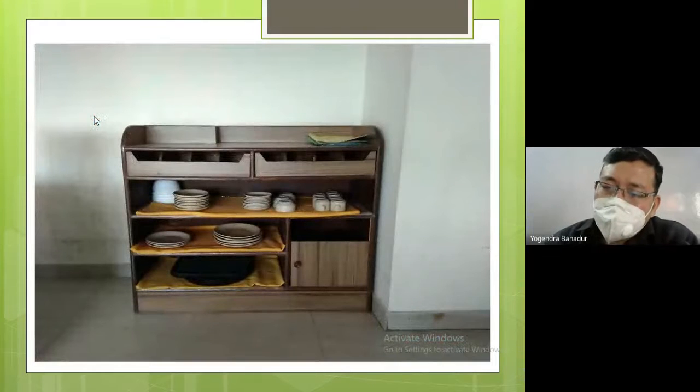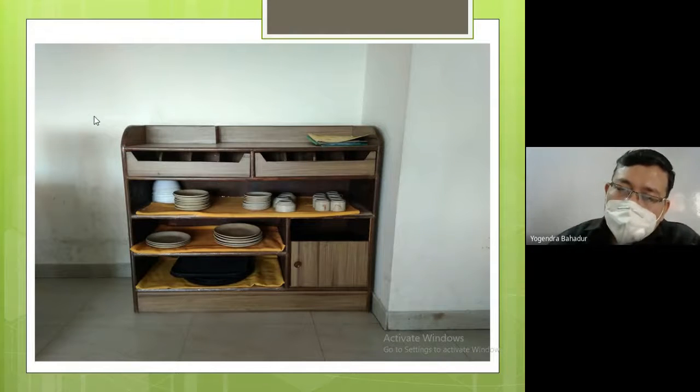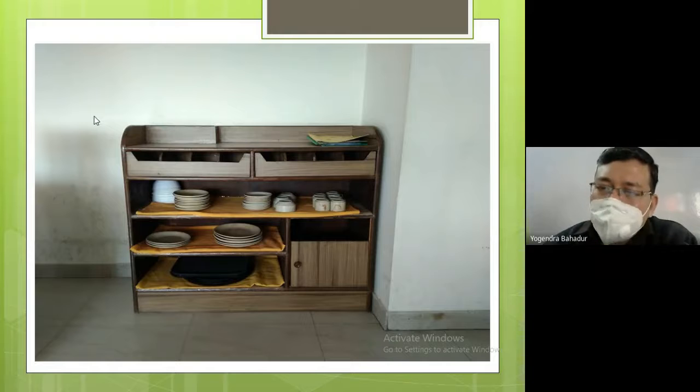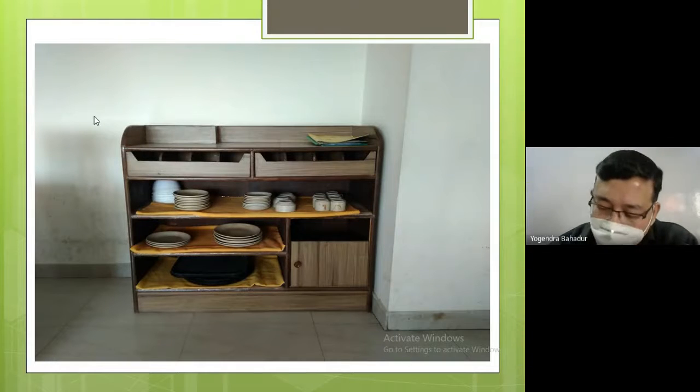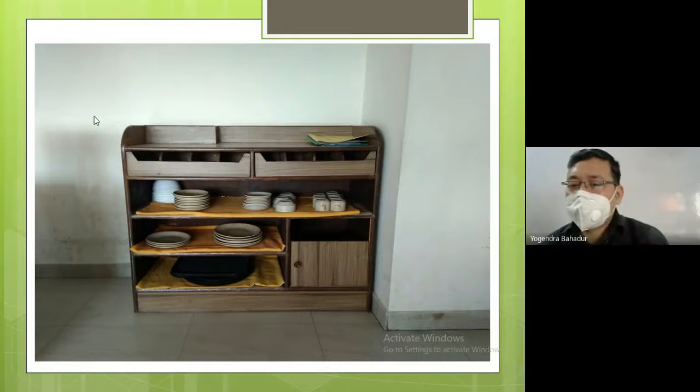So this, as you know very well, has three names associated with it. It is known as the side station. It is also known as the sideboard, and it is also known as the dummy waiter. So there are three terms associated with it: side station, sideboard, and dummy waiter.